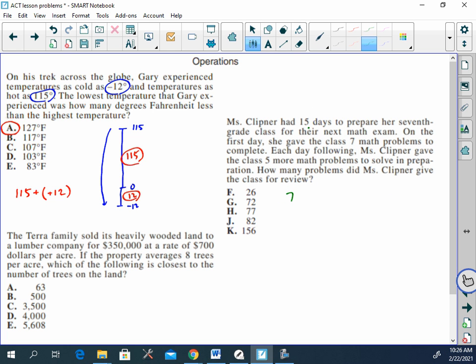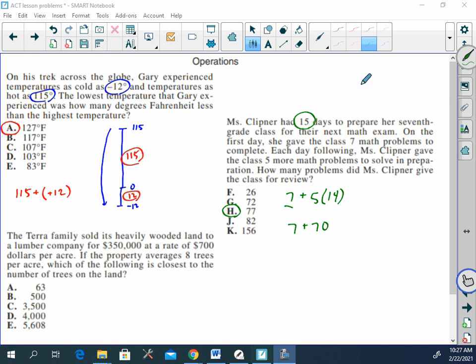So she had 15 days to prepare. So we're starting with 7 on day 1, and then we have 14 more days, and there's 5 questions each day. So you could write out 5, 5, 5, 5, 14 times, or you could just say, okay, the other 14 days we had 5 questions. So one day we had 7 questions, and then every day after that we had 5. So you have 7 plus 70, which would give you 77.